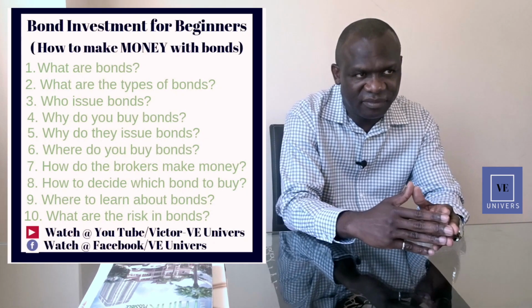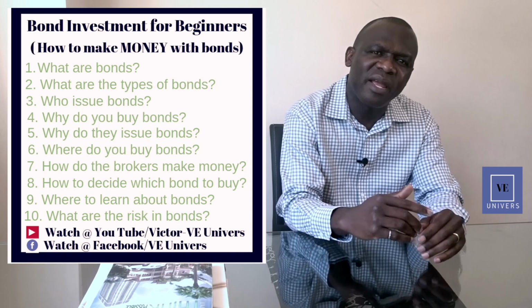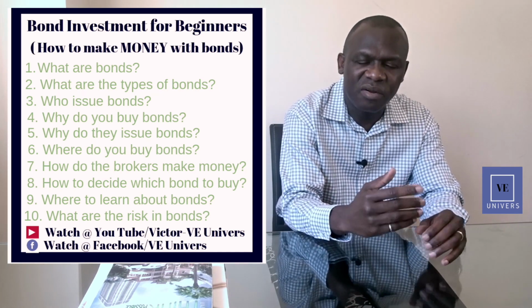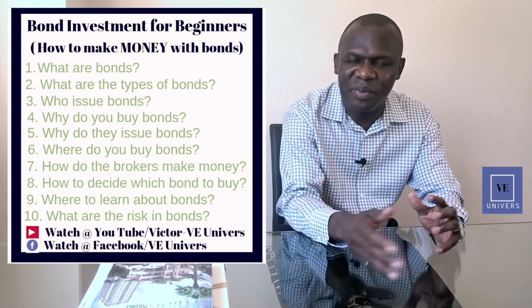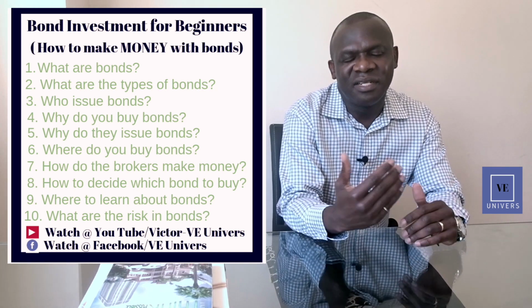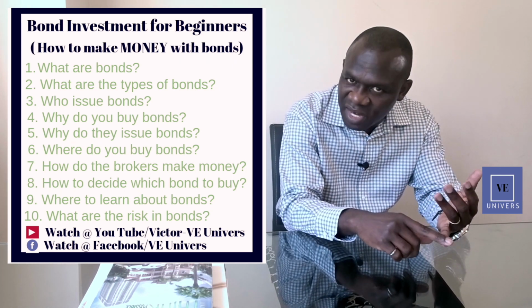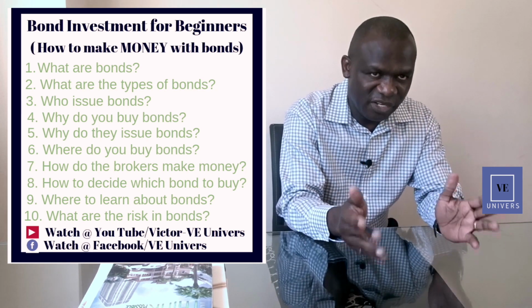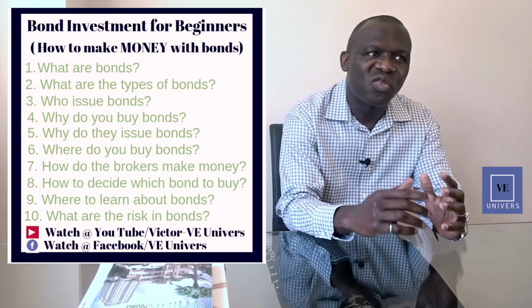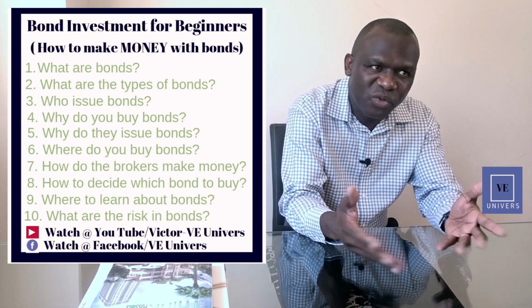So the next question is, who issues bonds? That's a very good question. Bonds are issued by either corporations or the government. When I say corporation, I mean companies. So big companies can issue them, and then the government, from the provincial level, the municipal level, even the federal government, can issue bonds.